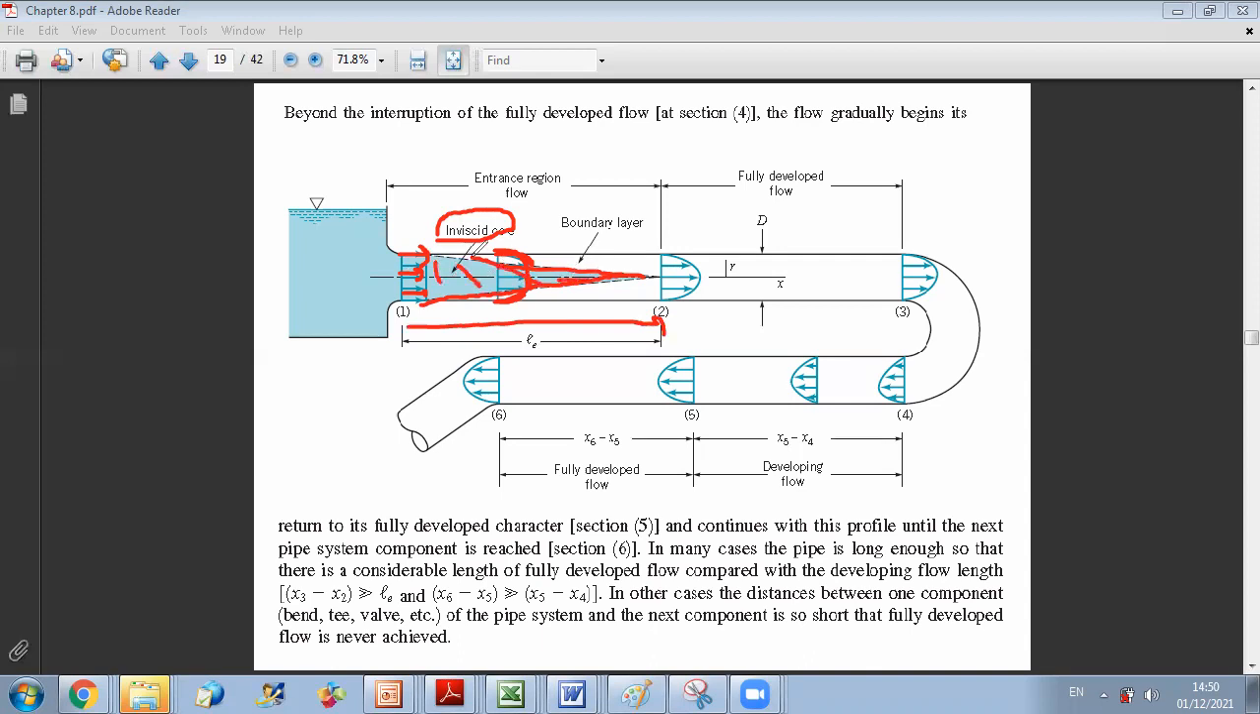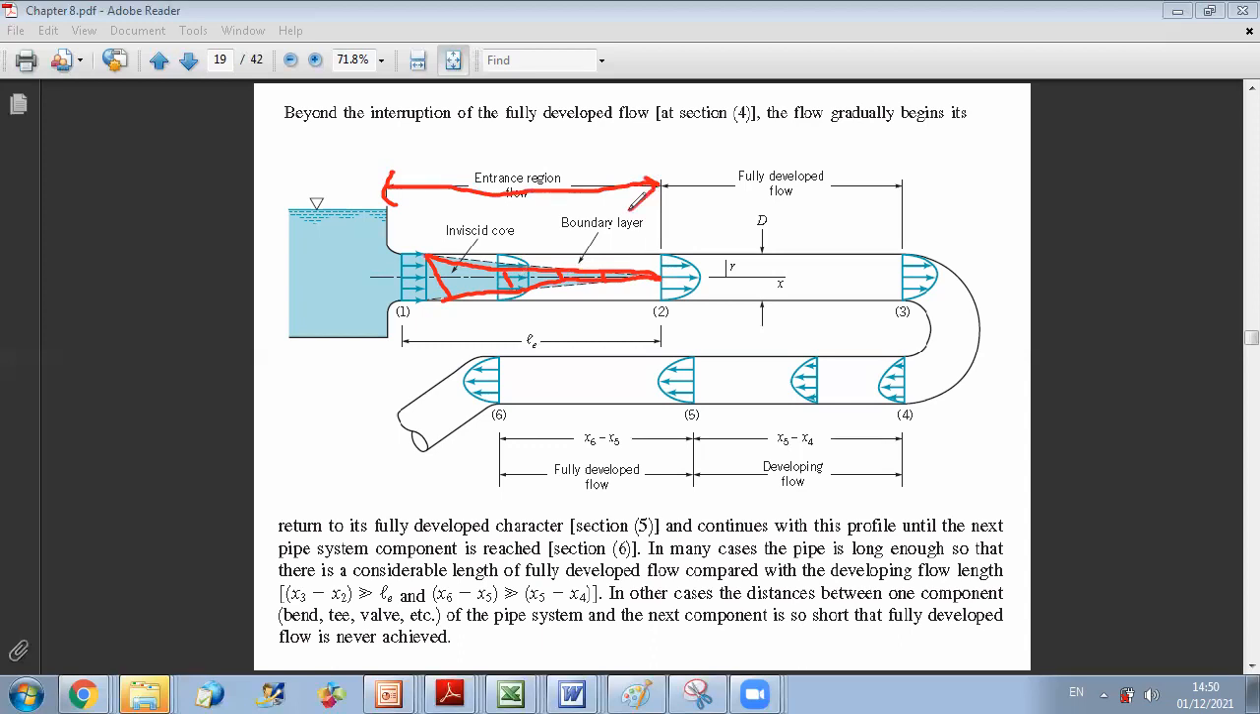So you need a certain entrance region to have complete development of your boundary layer. As you can see here, you have a boundary layer at the wall from this side and a boundary layer at the wall from this side. When the two boundary layers meet, the inviscid core region ends, and the transient region is done. So this region where you have development of boundary layers and the presence of an inviscid core is called the entrance region.